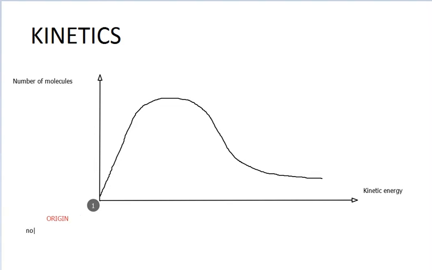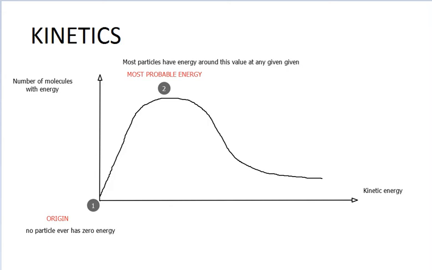So the reason the graph always has to pass through the origin is because no particle ever has zero energy. The next important part of the curve is at the peak, and this is known as the most probable energy. So what the most probable energy indicates is that most particles have energy around this value at any given time.